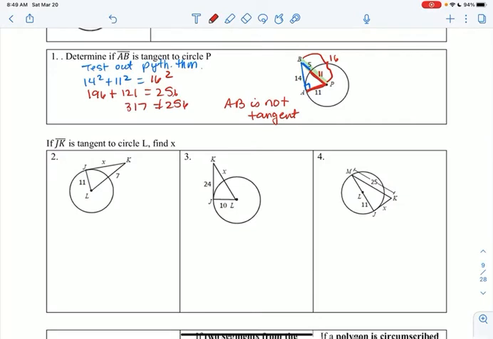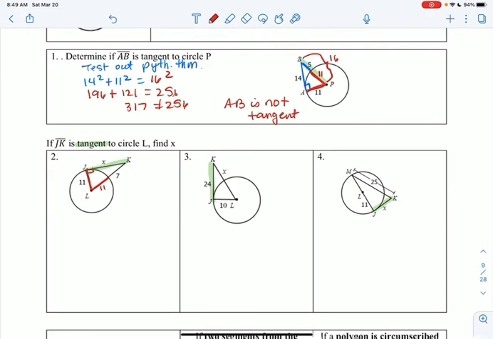So in examples 2 and 3, we just want to test out if they're tangent. Actually, I'm sorry, on these, I'm telling you they're tangent. All of these lines are tangent. This is tangent, this is tangent, this is tangent right here. If they're tangent, then that line is perpendicular to the radius at that point. So I'm going to use the Pythagorean theorem to find x in each situation.